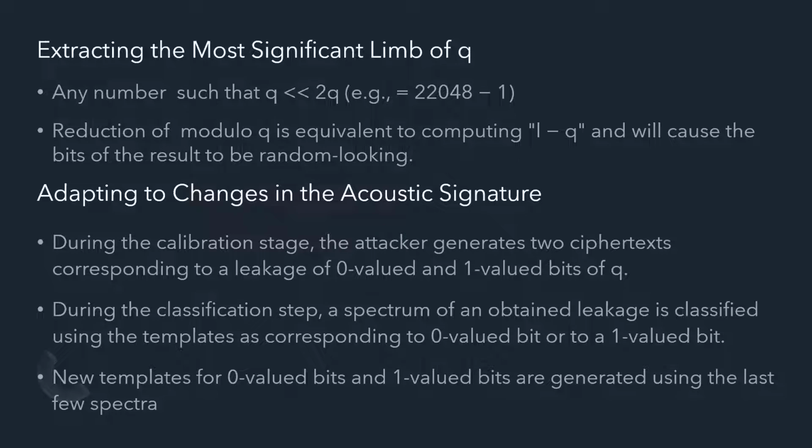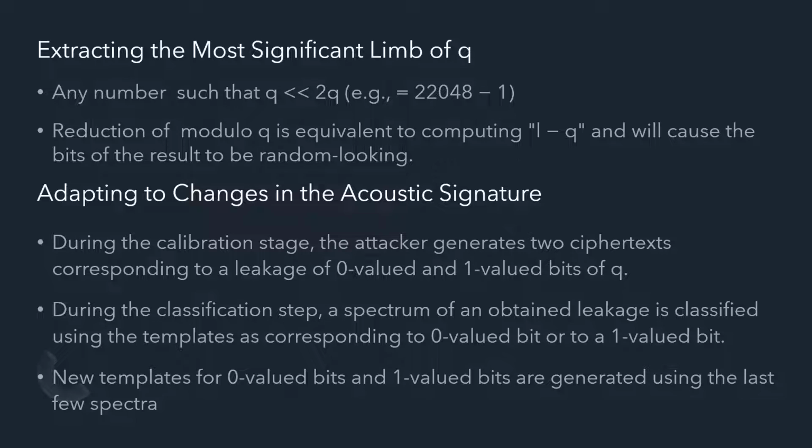And the second one, adapting to changes in acoustic signature. During the calibration stage, the attacker generates two ciphertexts corresponding to a leakage of 0 valued and 1 valued bits of Q, and obtains multiple samples of the decryption. This allows the attacker to generate a template of the leakage caused by a 0 valued bit and a template of the leakage caused by a 1 valued bit.